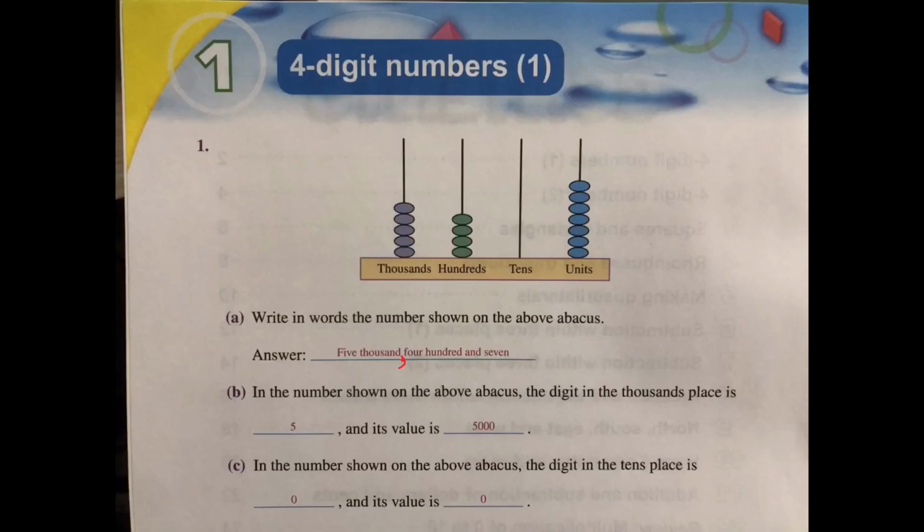This is the top part of page 2. For question number 1, part A, remember to add the comma after the word thousand.